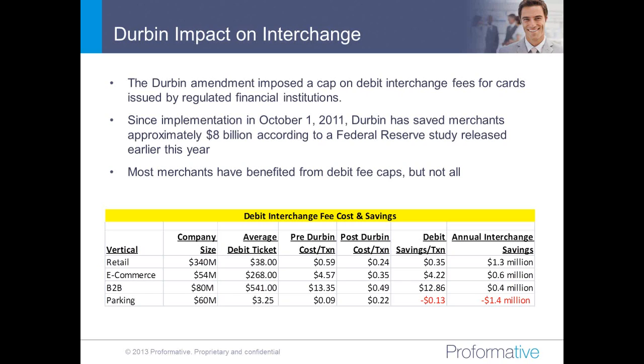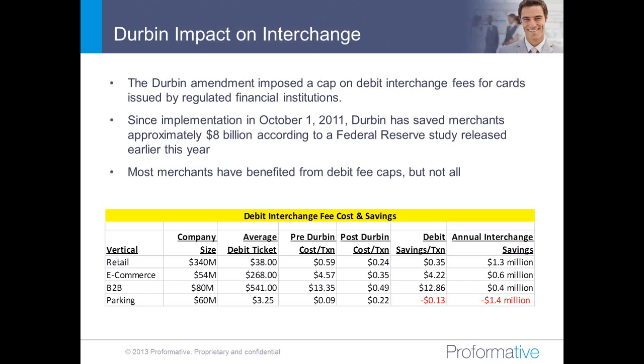So they were thrilled. The Durbin Amendment was great for them, as it was for an e-commerce merchant and a B2B merchant. Given their size, they saved quite a bit on a per transaction basis and on an annual basis in debit processing, debit interchange fees. However, not every merchant benefited, particularly a group of merchants that have small tickets. I'm defining small tickets as less than, let's say, $10. The merchants who had small tickets less than $10, their interchange fees actually went up.